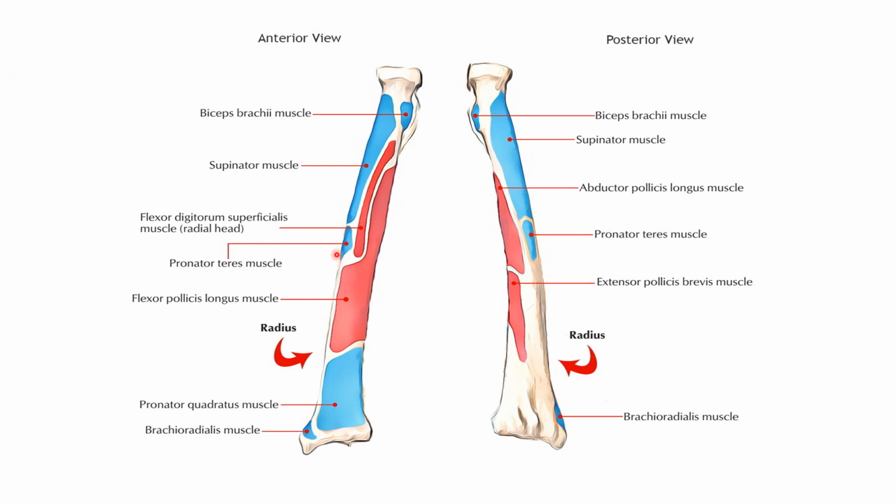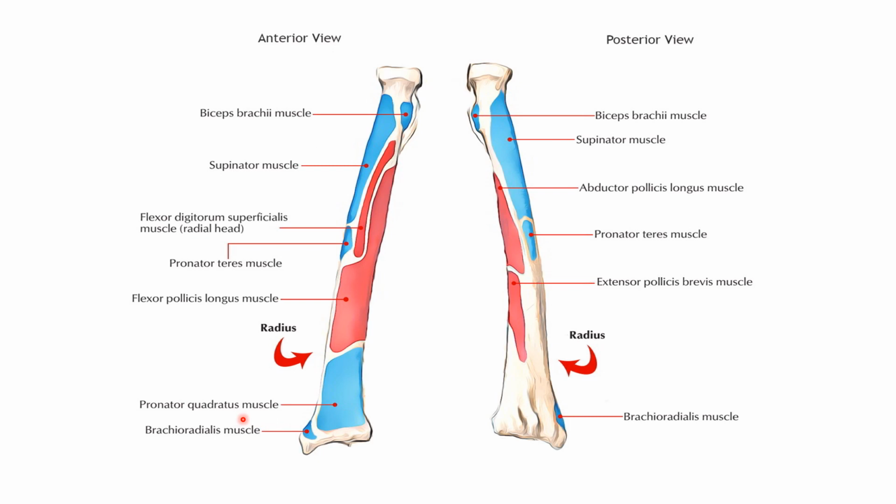So this flexor digitorum superficialis originates from the anterior oblique line and upper part of the anterior border. And this flexor pollicis longus originates from the upper two-thirds of the anterior surface. See, this is the anterior surface, and in almost the upper two-thirds of the anterior surface there is the origin of the flexor pollicis longus muscle.